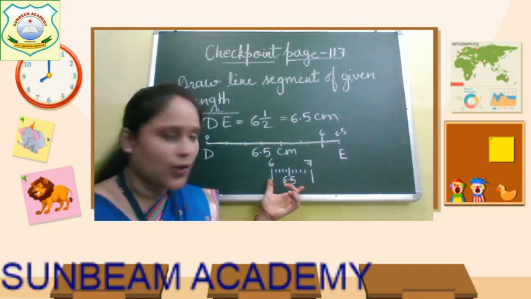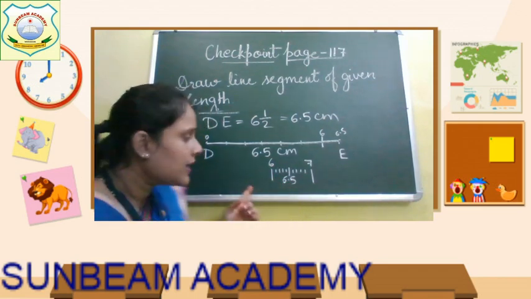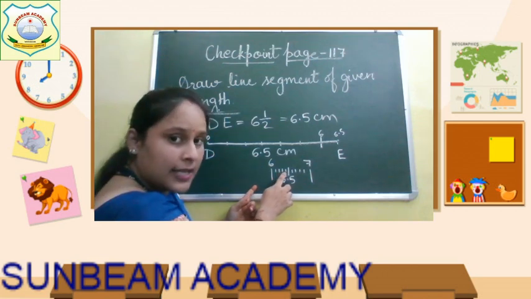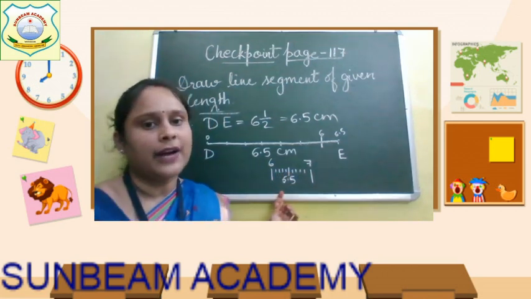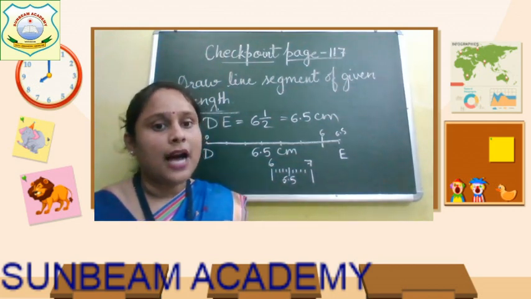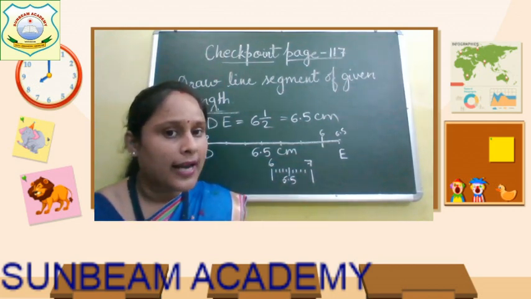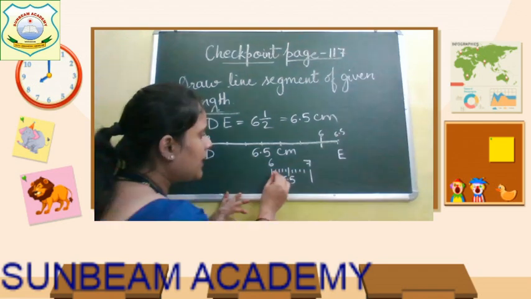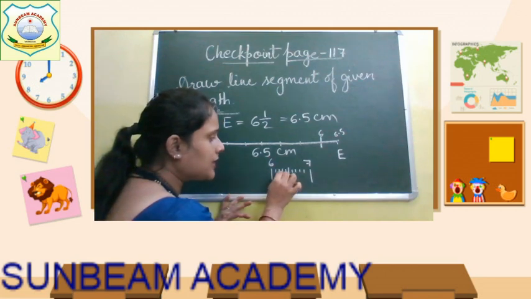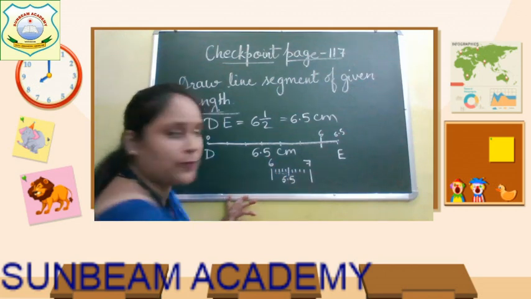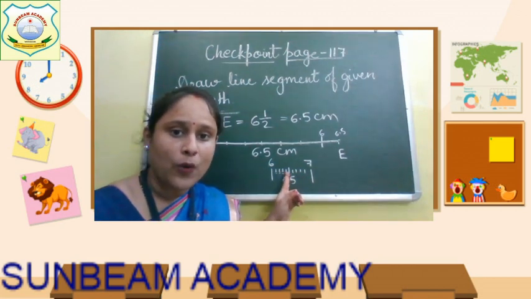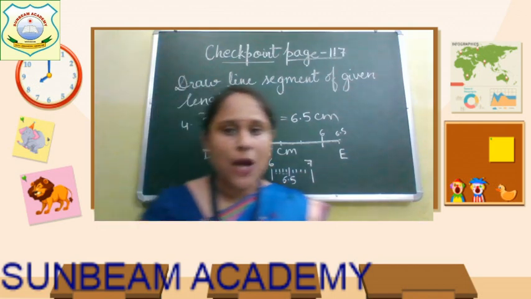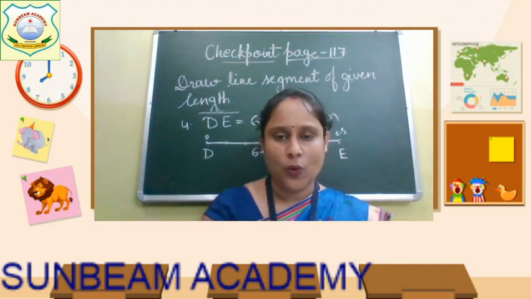Okay, understood this? How will we calculate? This is 6.1, 6.2, 6.3, 6.4, 6.5. So this is how you will calculate. If I say draw a line segment of 6.4 centimeter, then you will see the smaller lines. This is 6 centimeter, this is 6.1, 6.2, 6.3 and this is 6.4. So we will put a point here and draw a line of 6.4 centimeter. So I hope now you all have understood up to question number 4.